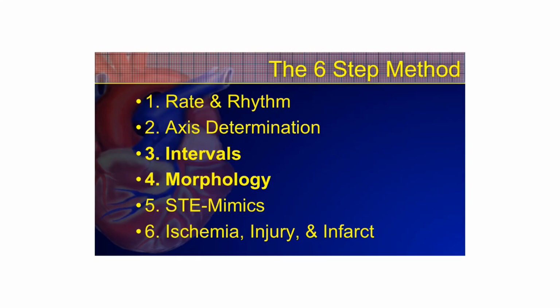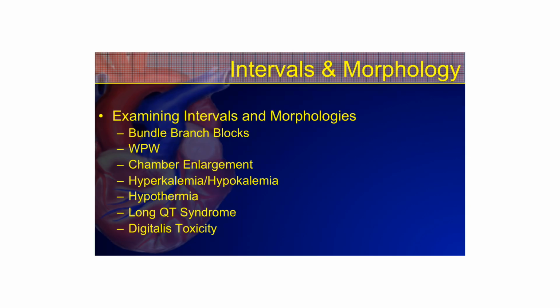And here is that 6-step process. So, like I said before, rate and rhythm, you have to know how to do that, and you have to know how to do your axis determination, and then we'll get here to intervals and morphology. That's what I'm going to talk about in this lesson. Understanding intervals and morphologies will help you with all of these things: bundle branch block identification, Wolff-Parkinson-White syndrome, and recognizing that's a type of accessory pathway that can pre-excite and cause a re-entry tachycardia. It's very interesting. Chamber enlargement, hyperkalemia or hypokalemia, hypothermia, long QT syndrome, which is lethal. Remember that. And digitalis toxicity. All of these things can present with changes in the intervals or morphology.